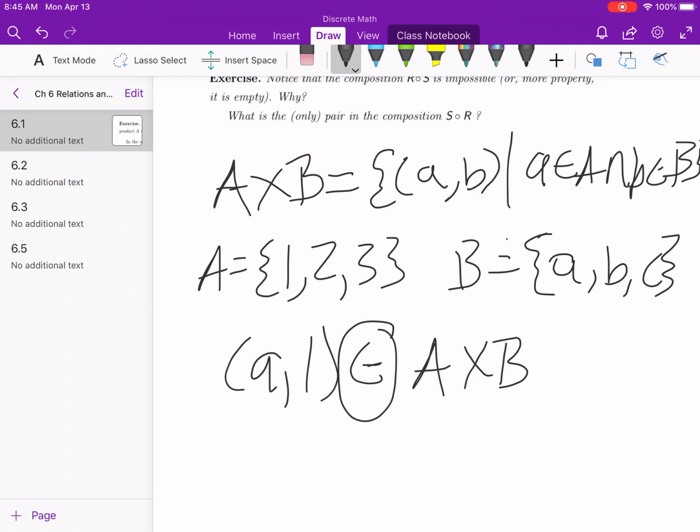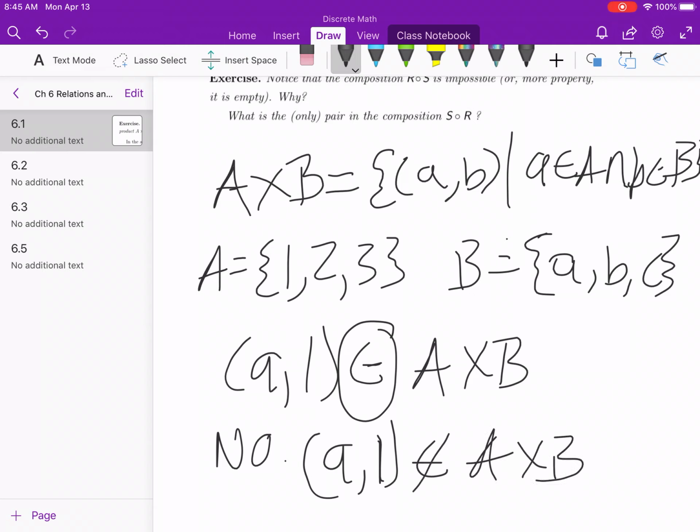Remember the element-of operation. This is a relation that we define on sets. Notice that a would have to be an element of the set A, and 1 would have to be an element of the set B, sort of like how we define the Cartesian product of A and B. And in fact, no, this is not true. So (a, 1) is not an element of A cross B.